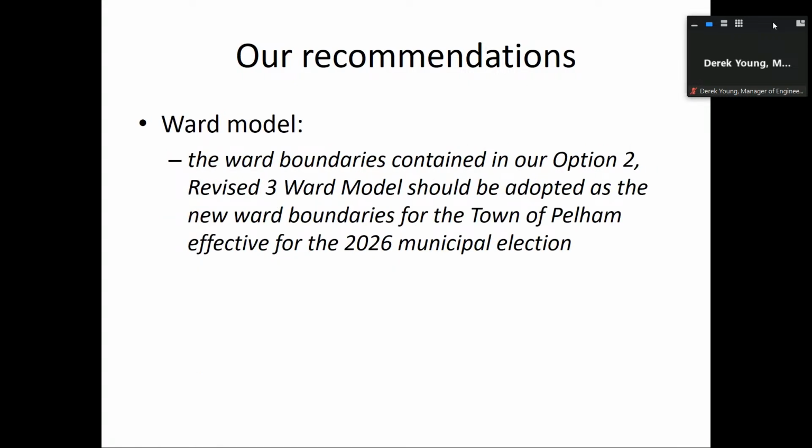Our first recommendation is to adopt the ward boundaries contained in our option 2, the revised 3-ward model that we presented in our preliminary report. The general consensus from our in-person interviews, our discussions with you and your senior staff, and in our public meetings was that the existing 3-ward model worked pretty well. The public seemed to like 2 councillors per ward. We saw no reason to deviate from that. There was support for leaving in place the existing 3-ward model and the current boundaries.